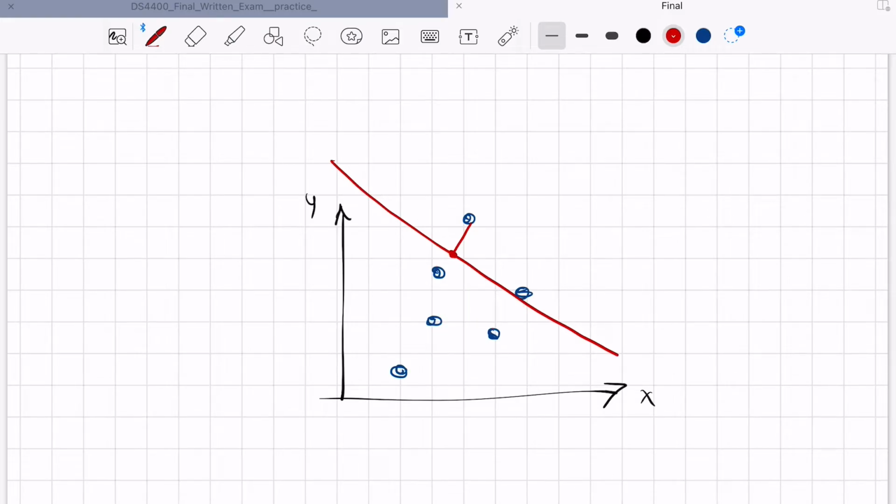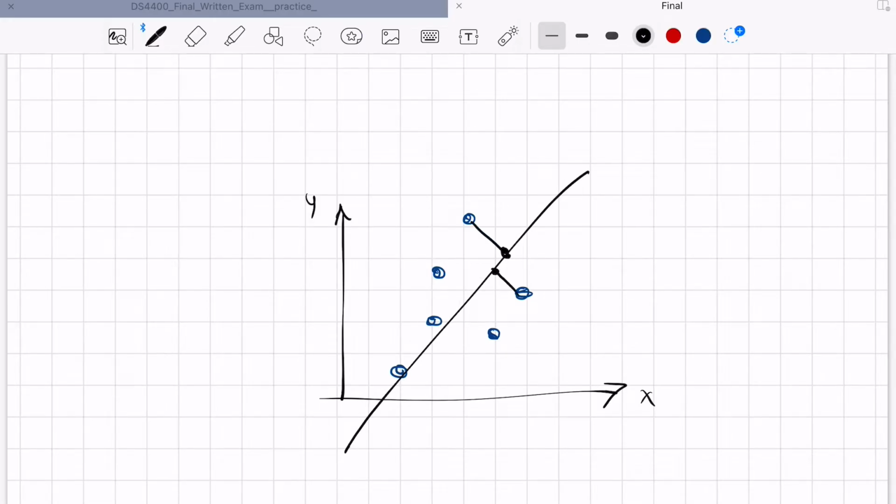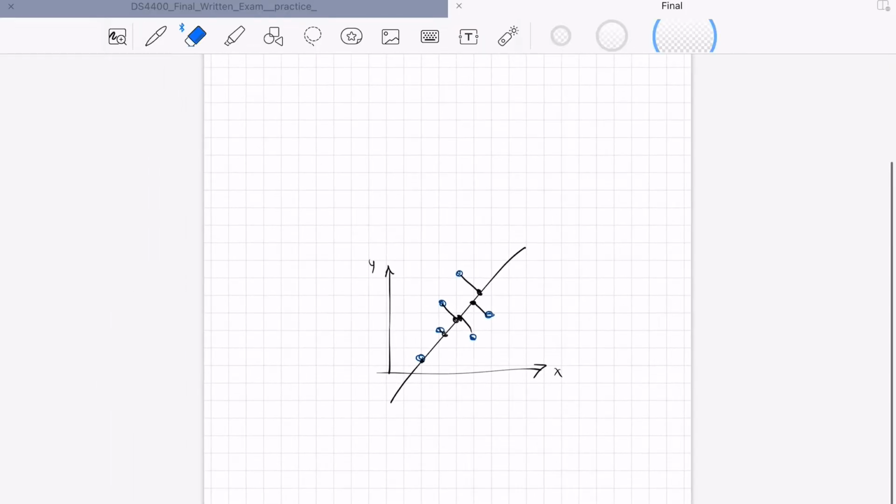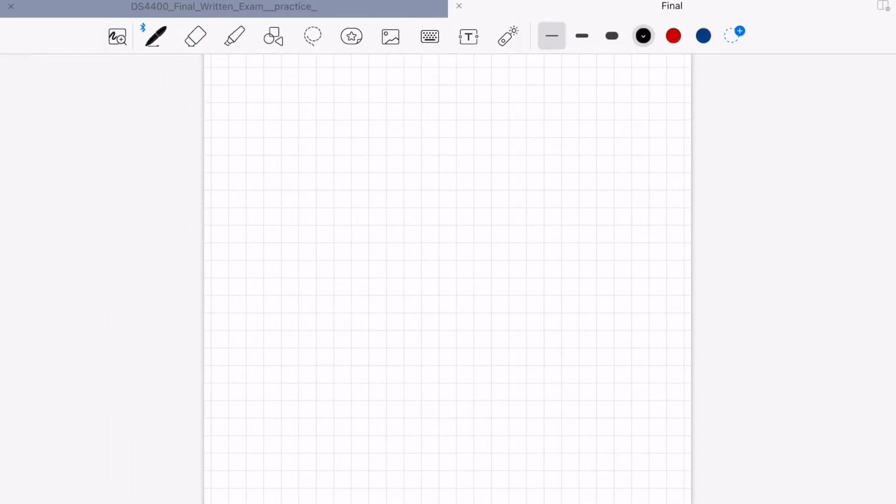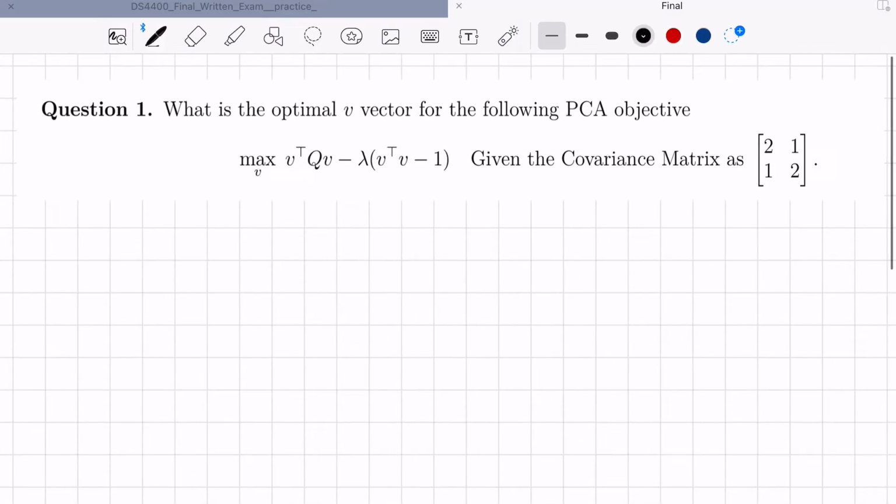So what a better option might be is something like this, where once we project all the points on, hopefully we have larger bounds of data than with the original line. So with that toy example in mind, I'm going to write out the algorithm real quick for PCA, and then we'll tackle this actual problem.